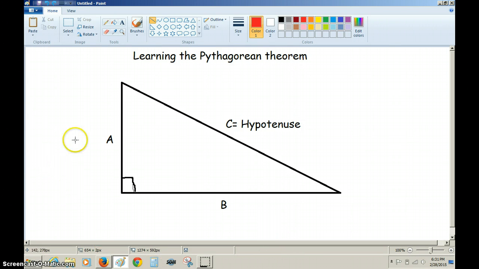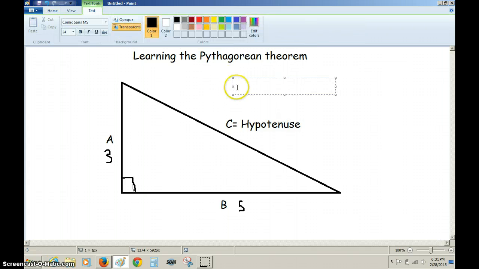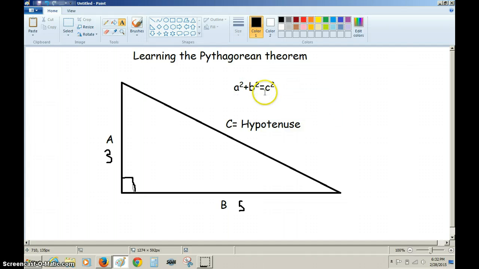So, this is how we're going to do it. We're going to make up some number values. Let's say that A was equal to 3, and B here was equal to 5. The Pythagorean theorem is A squared plus B squared equal to C squared. This is the Pythagorean theorem.